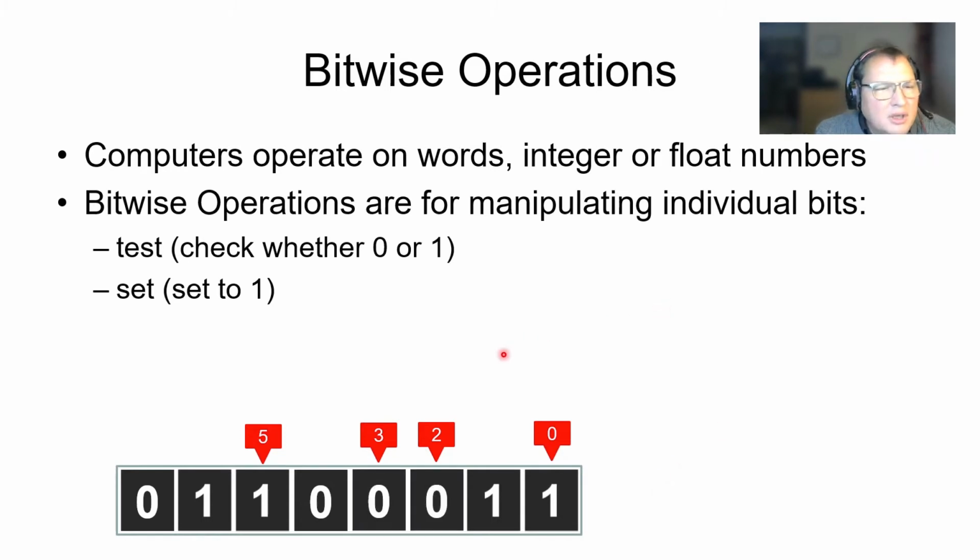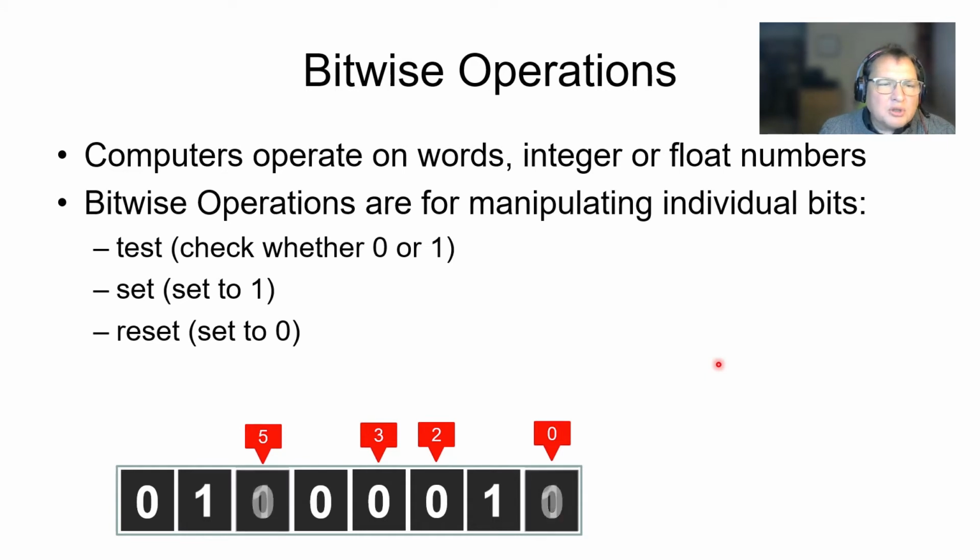The next operation is reset. Reset means the same thing as set to 0. So we will now write zeros into our selection of multiple bits. So bit number 5 will change from 1 to 0. Bits number 3 and 2 will remain intact, and bit number 0 will change its value to 0.